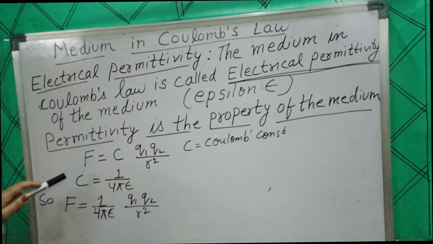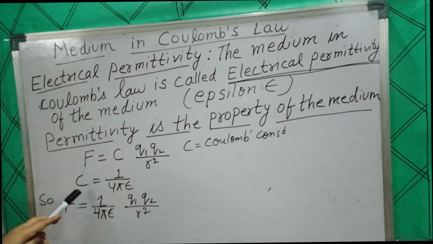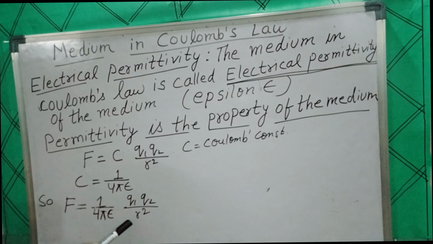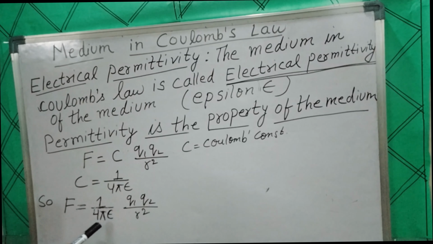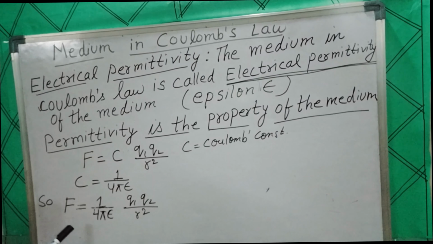From Coulomb's law, we know that F is equal to C Q1 Q2 by r square, where C is Coulomb's constant. C is equal to 1 by 4 pi epsilon. So we may write F is equal to 1 by 4 pi epsilon, Q1 Q2 by r square. The more the permittivity, the less the force will be. And the less the permittivity, the more the force will be. So we may say that force and permittivity are inversely related. We should remember that permittivity is the property of the medium.